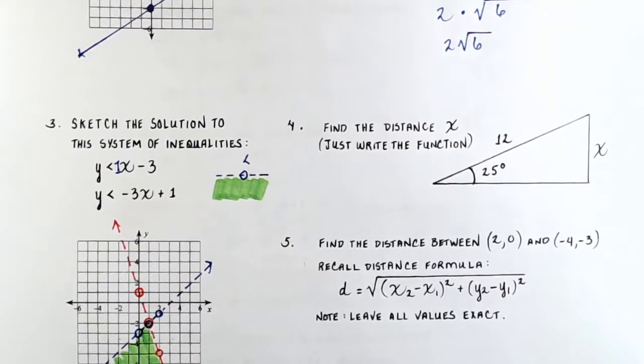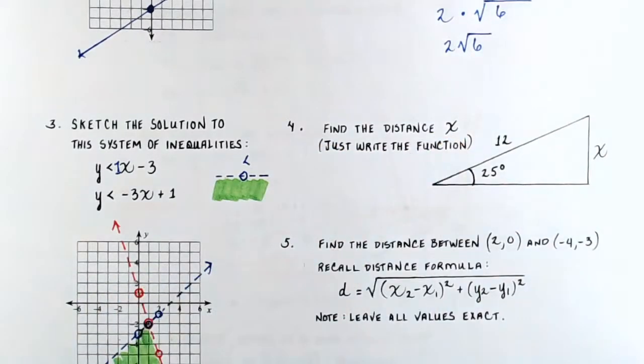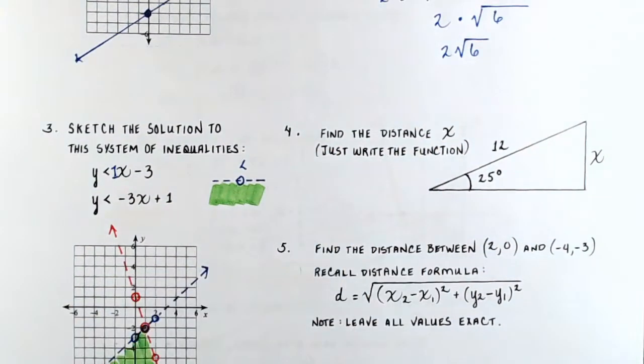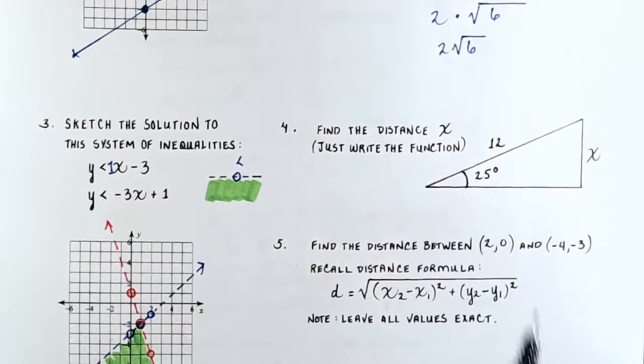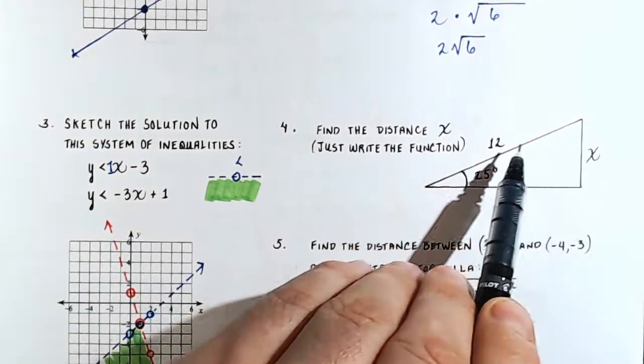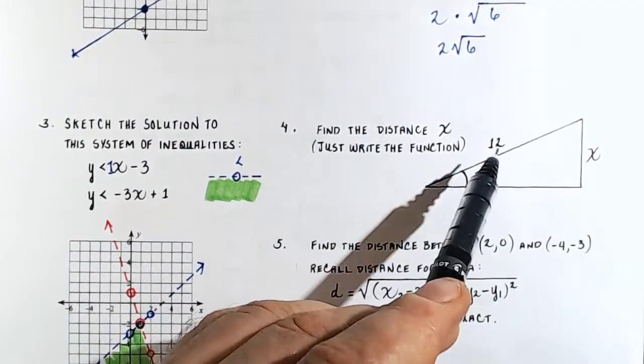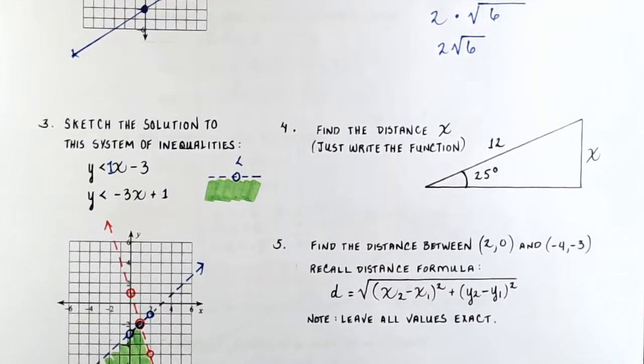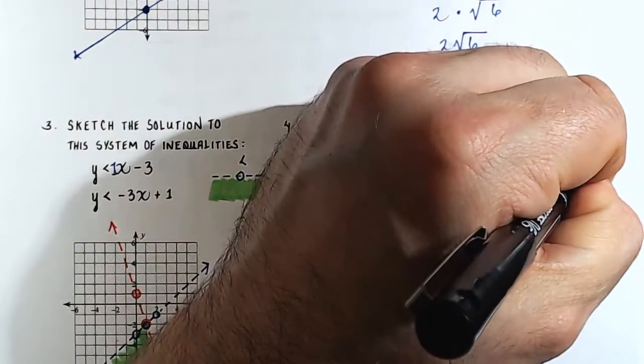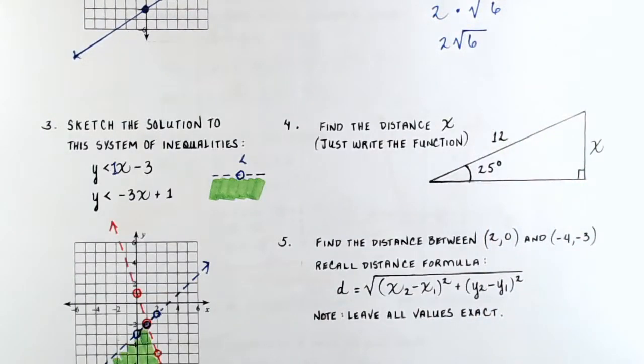Number 4, find the distance x. And here I'm saying just write the function. This is trigonometry. What we are given is an angle of 25 degrees, and we are given a radius or a hypotenuse of 12. For my students that remember me talking about this last year, I should note that this is a right triangle, and the hypotenuse of any triangle is actually the radius of a circle.